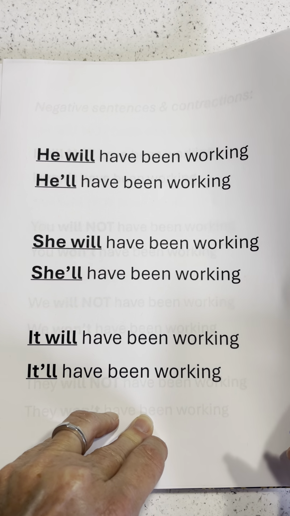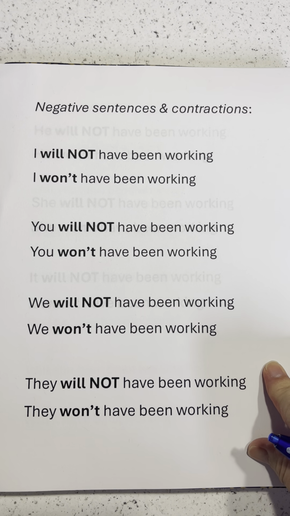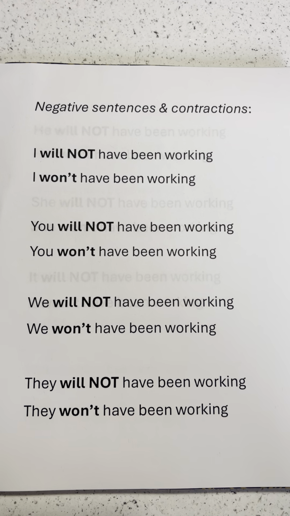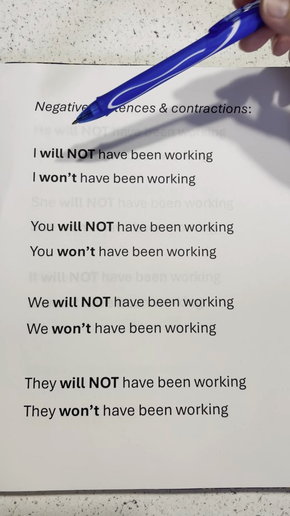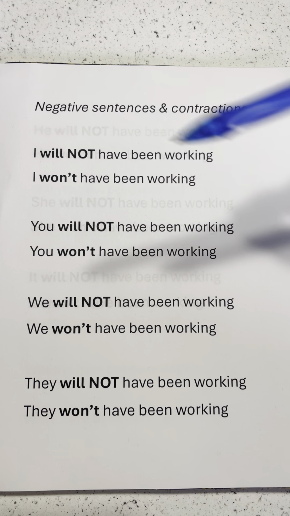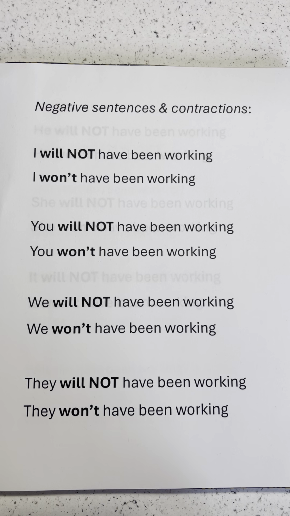Okay, now let's go to negative sentences, with contractions at the same time. So once again, just like the other tenses, we have to insert the word not to make it negative. And here, again, we will put it between will and have, and then we'll contract it. So, negative: I will not have been working. And then we can contract the words will not and make that won't. I will not have been working as a contraction would be I won't have been working.